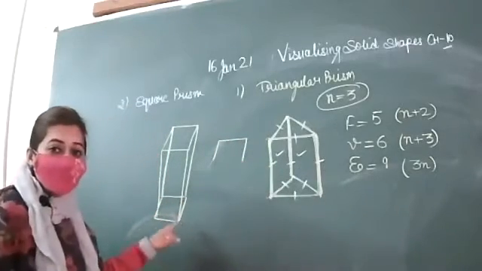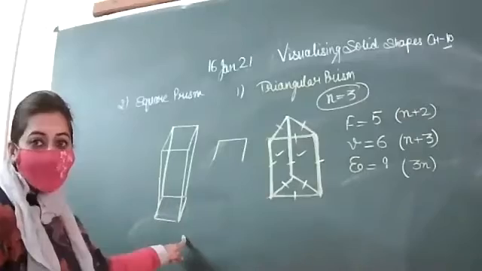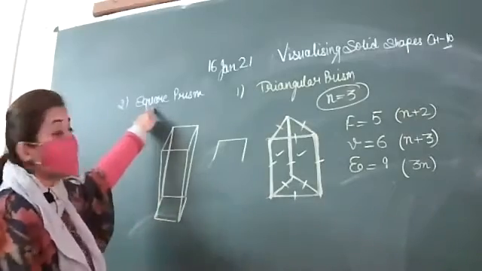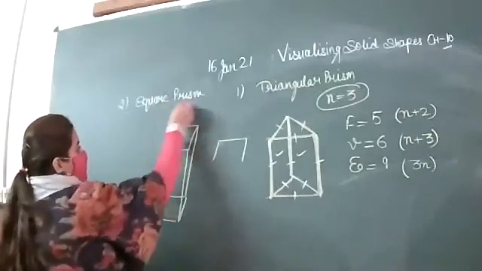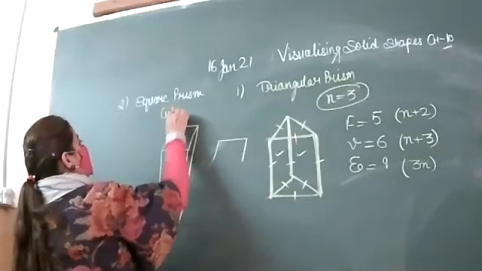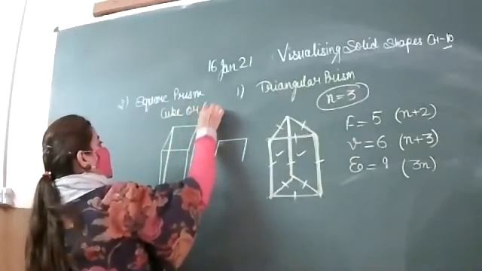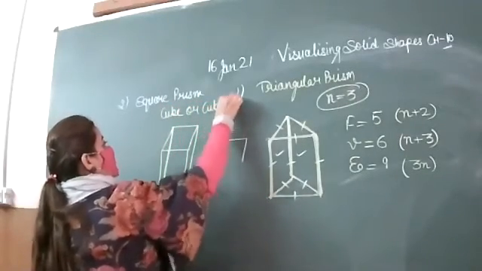Okay, can you tell me which figure we are getting? We are getting a cuboid. That means another name of square prism is cube or cuboid. So both can be the name for this.